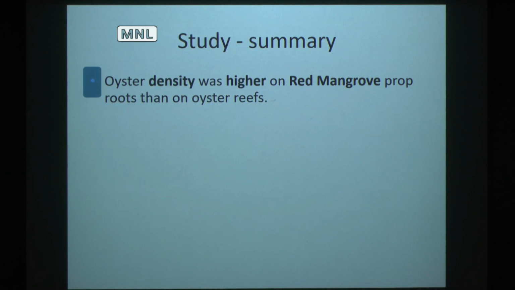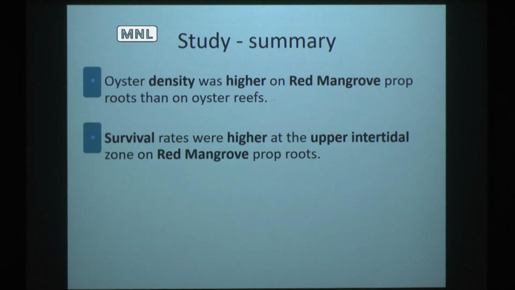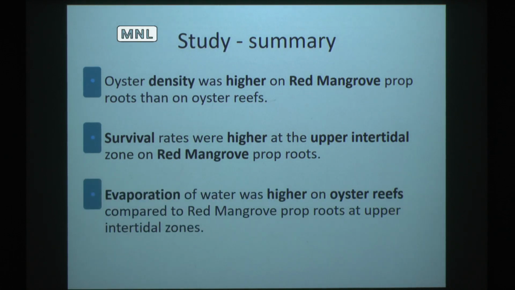So let's recap. In this study, we found that oyster density was higher on red mangrove prop roots than on oyster reefs. We also saw that the survival rates of juvenile oysters were higher at the upper intertidal zone on red mangrove prop roots. And we also saw that evaporation of water was higher on oyster reefs compared to red mangrove prop roots at the upper intertidal zone. So what does it all mean?